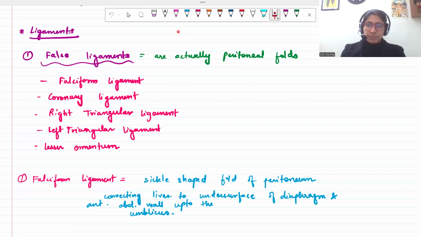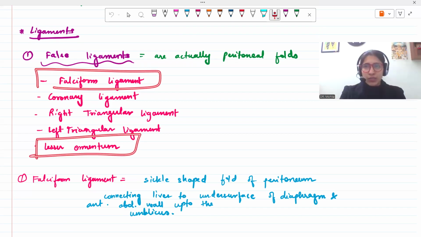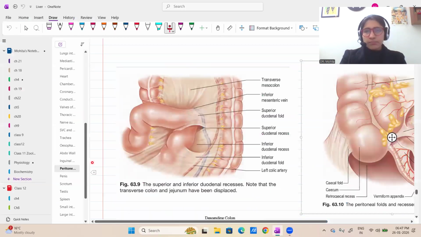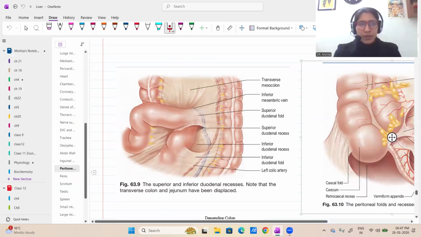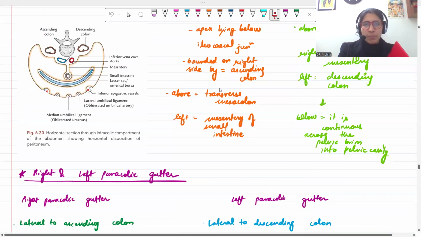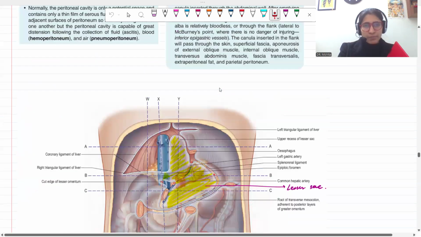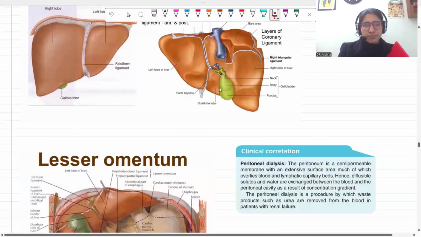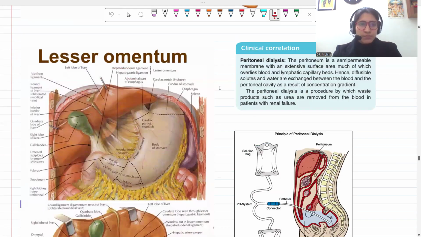If you want to see, I'll show you the falciform ligament and lesser omentum from the chapter of peritoneum itself. Let's look from here once, it will be better. So what are we talking about? Falciform ligament and lesser omentum. So here is the lesser omentum. If you can see, this is the lesser omentum that is attaching on the stomach, to the abdominal part of the esophagus, the lesser curvature, and the initial 1 inch of the duodenum.